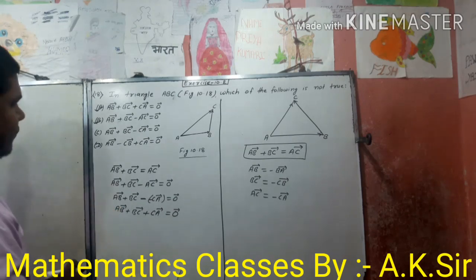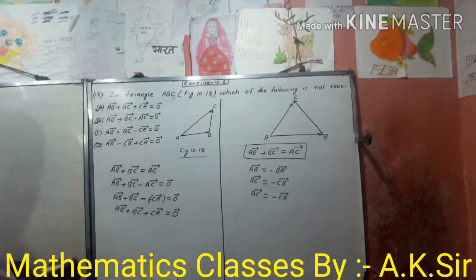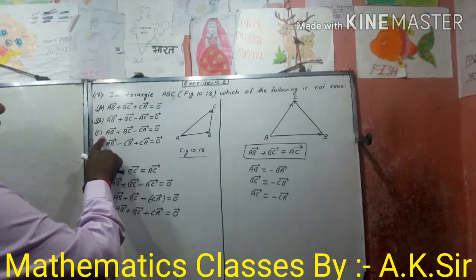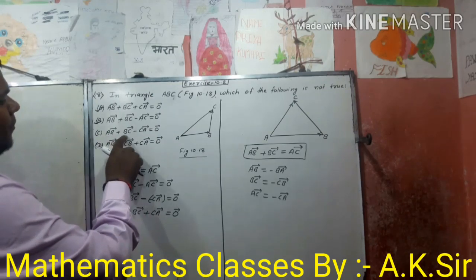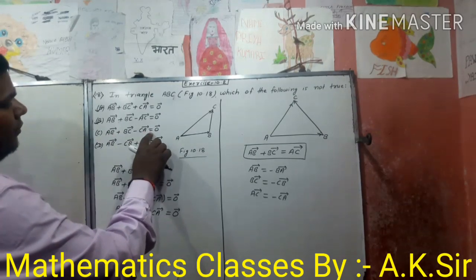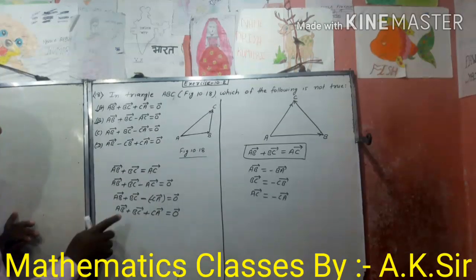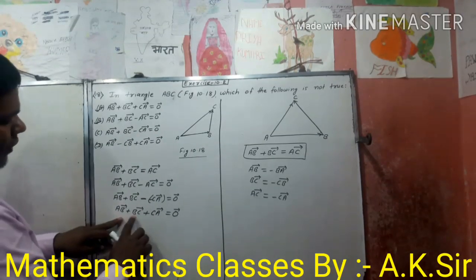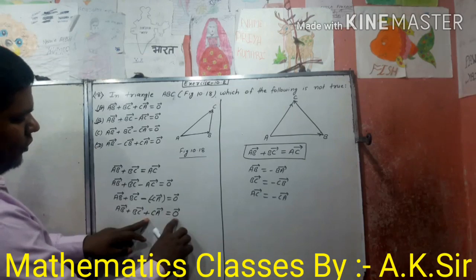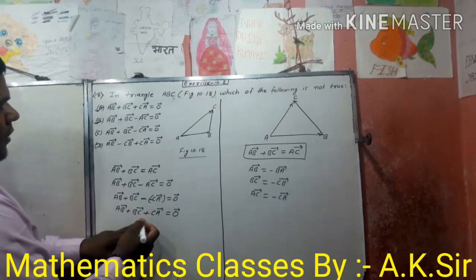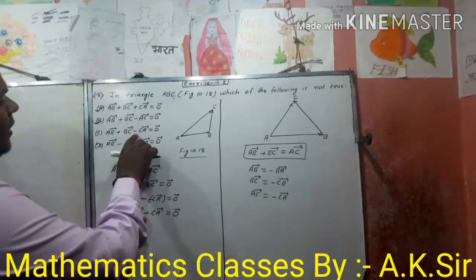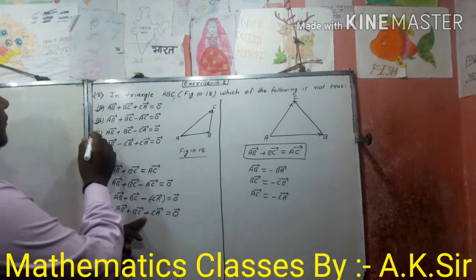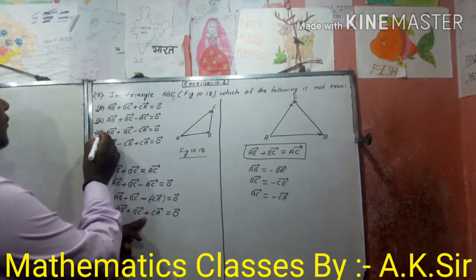Next, option C. Here given AB vector plus BC vector minus CA vector is equal to 0 vector. Here we obtained AB vector plus BC vector plus CA vector is equal to 0 vector, but here it is minus CA vector. It means it is not true.